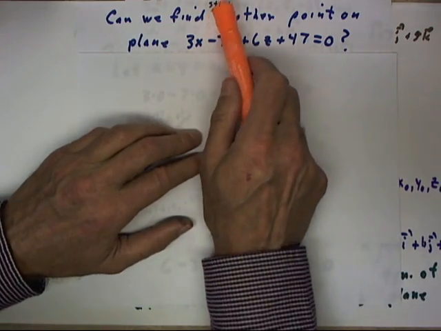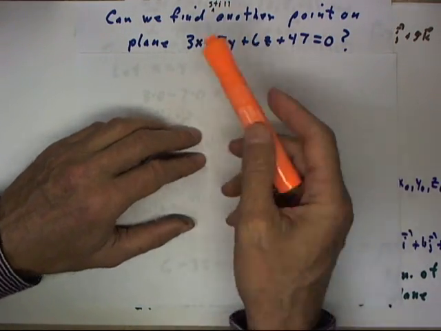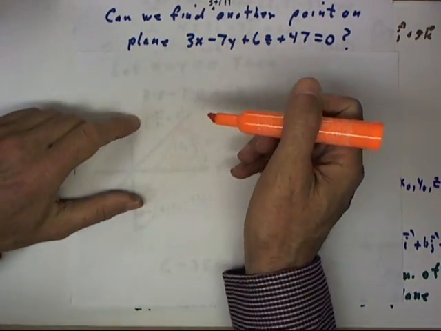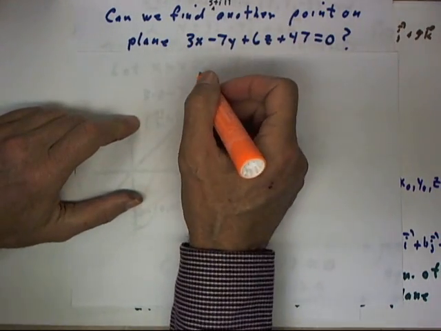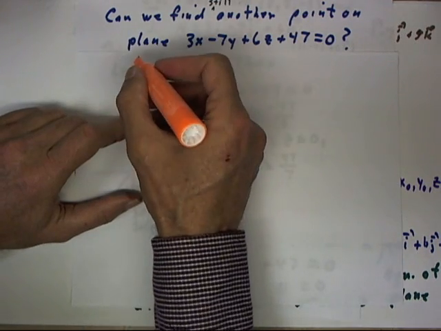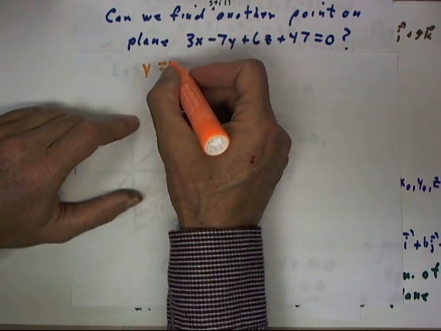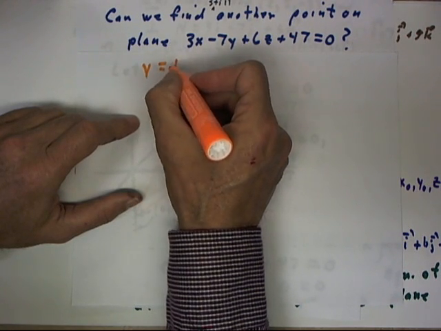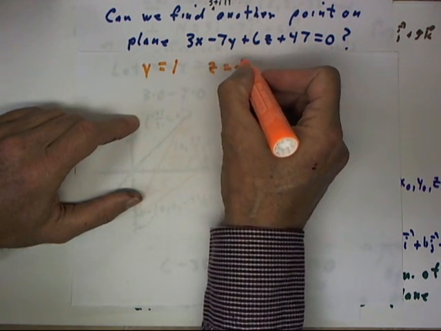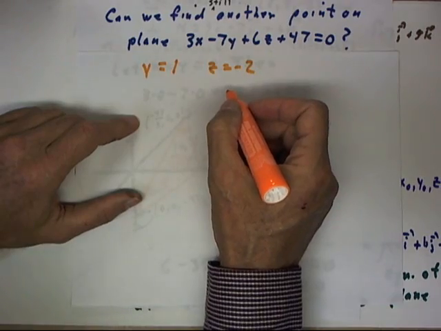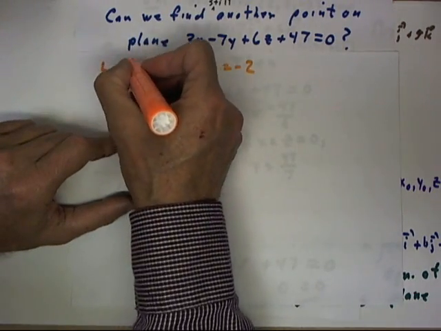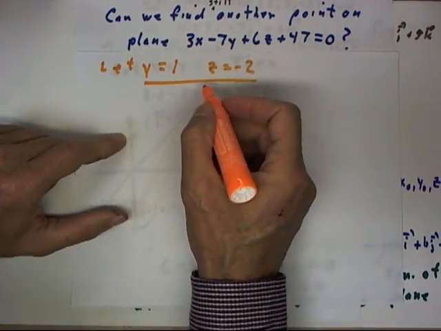Now we ask if we can find still another point on this plane, and that's easy to do. I'm going to fudge a little bit and choose a point that I think will come out with whole number solutions. I'm going to let y equal 1 and z equal -2.